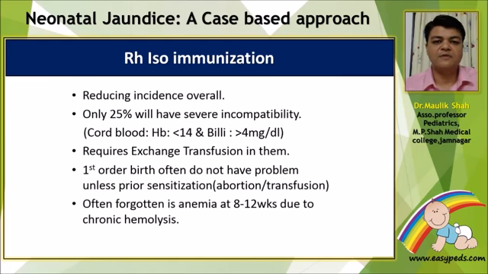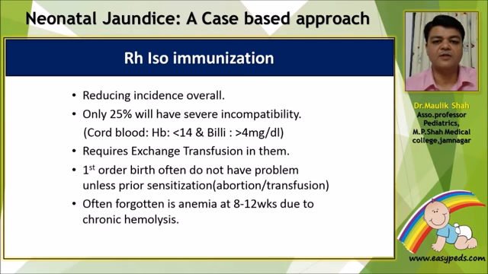Rh isoimmunization, a word about it. Overall we know that Rh isoimmunization was one of the leading causes for bilirubin-related encephalopathy and its damages. Nowadays we come across that the incidence is overall reducing. Only 25% of the total DCT positive cases will have severe incompatibility, meaning where the cord blood hemoglobin is usually less than 14 or bilirubin is usually more than 4 mg per deciliter at birth. They usually require extended transfusion.